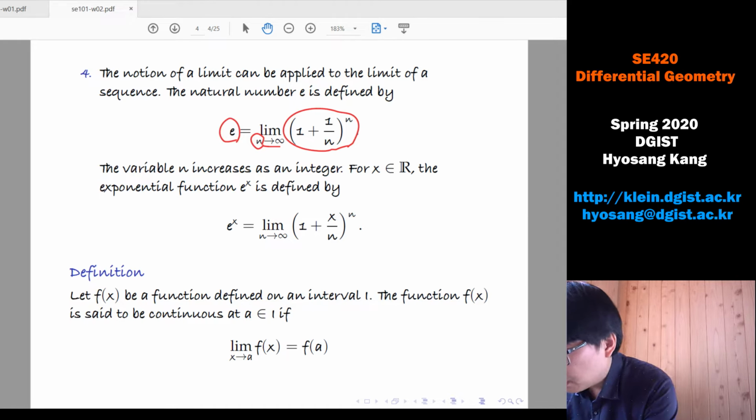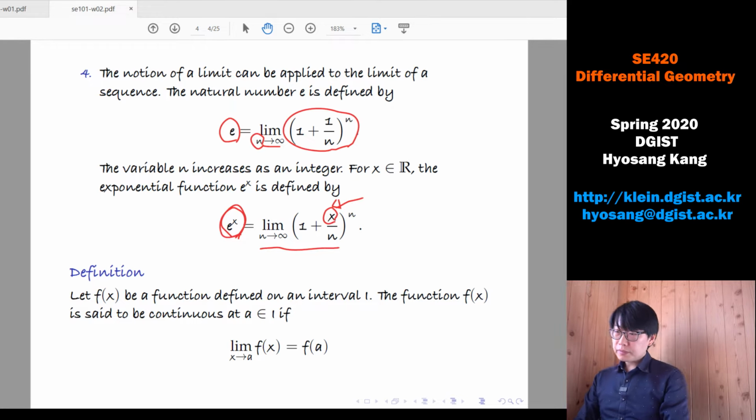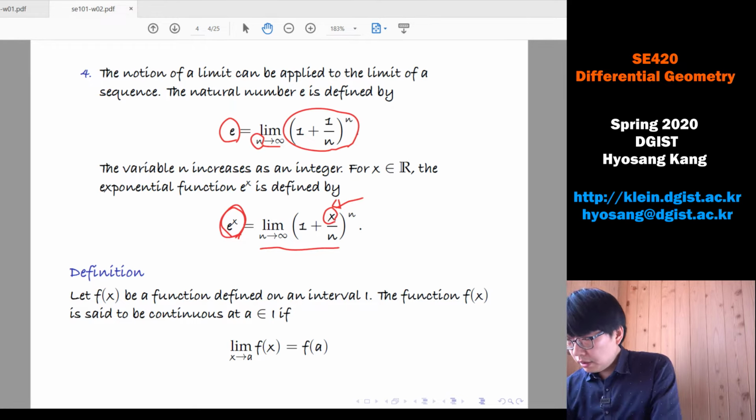And you can also define your function in this way too. So if a function in terms of x is defined as a limit of sequence having this term x, and if this sequence always converges to a value, then you can define your function. So in the recitation session, we're going to actually calculate how this natural number e is calculated by taking lots of sequence.